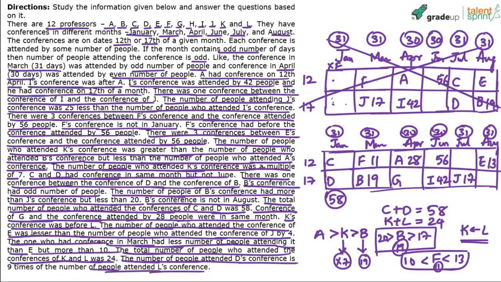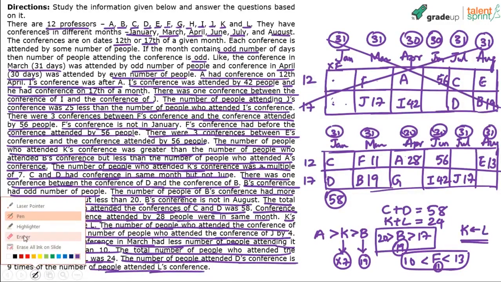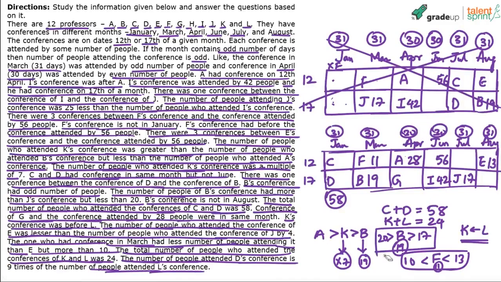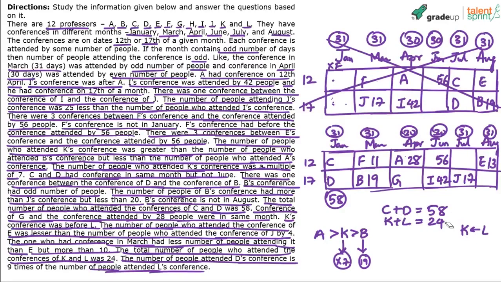Now let me just clear all the unwanted data here so that I get some space to work on. I'm running out of space. So I think we have got the value of B, right? I'll just clear this up. And we have also got the value of F, so let me clear this up. These points are important. K comes before L is important. C plus D is 58 is important. K plus L is 24 is important. And the last point that we have read is D is equal to 9L.